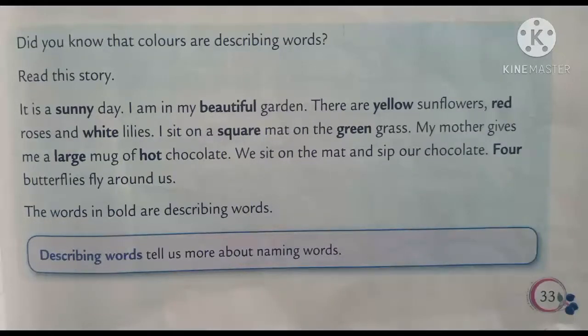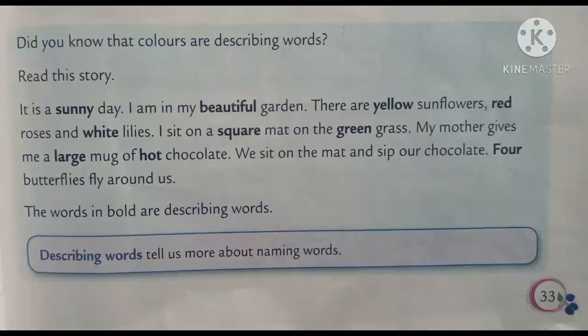It is a sunny day. I am in my beautiful garden. There are yellow sunflowers, red roses, and white lilies. I sit on a square mat on the green grass. My mother gives me a large mug of hot chocolate. We sit on the mat and sip our chocolate. 4 butterflies fly around us.